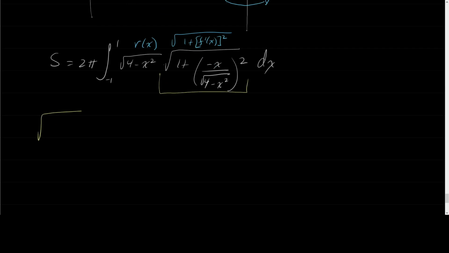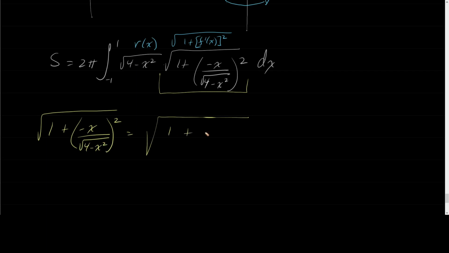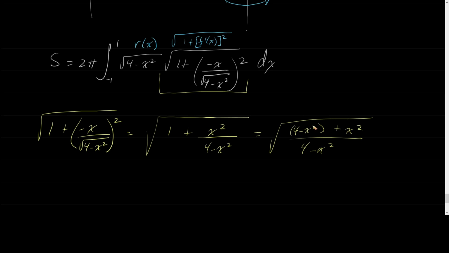So I have the square root of 1 plus negative x over the square root of 4 minus x squared, squared. What does that give me? Well, applying that square, I end up with the square root of 1 plus x squared over the square root... Well, that square is actually gone, right? Square rooted, that's gone. So I have 4 minus x squared. Common denominator, square root of something over 4 minus x squared. So that's going to be 4 minus x squared plus x squared, right?